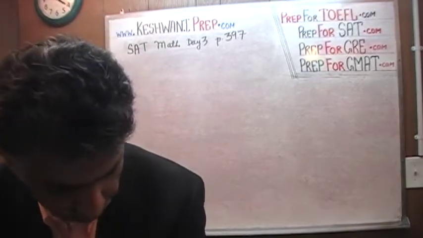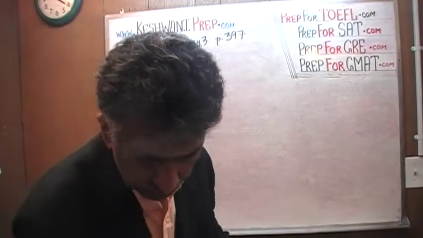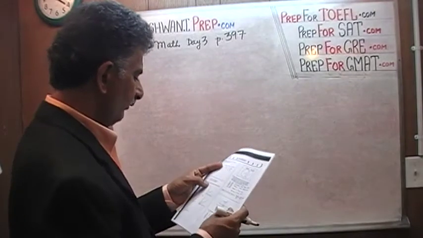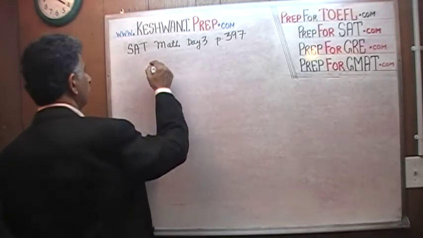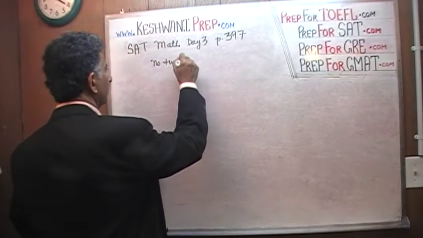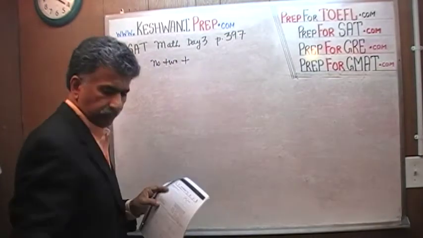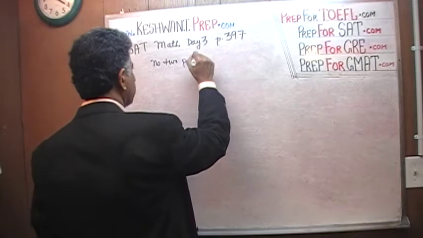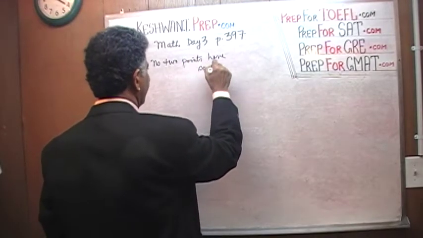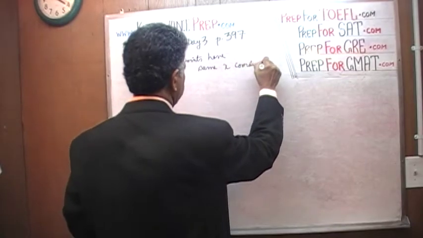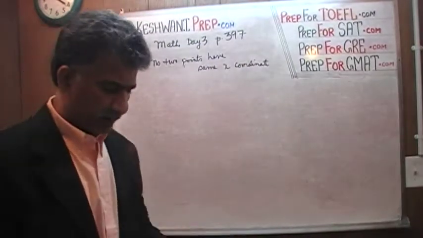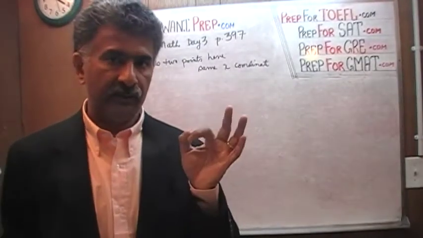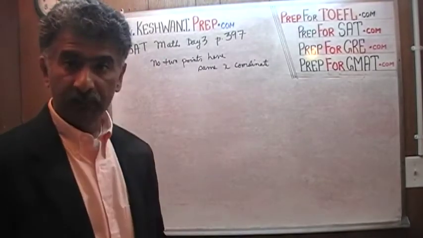The problem that I'm about to solve is the one that you will find on page number 397, number 3. Let's take a look at it. It's a little tricky one. It says no two points on the graph have the same x-coordinate. Our job is to locate a graph that satisfies that condition, that qualifies. Out of the five graphs, there is only one graph where this will be true. Our job is to find that graph.